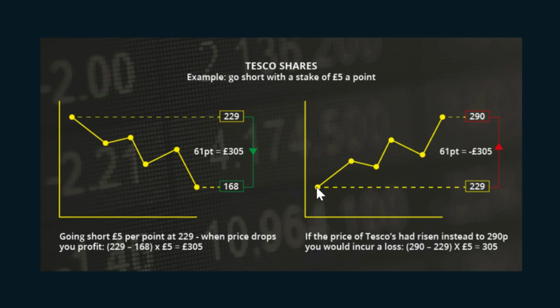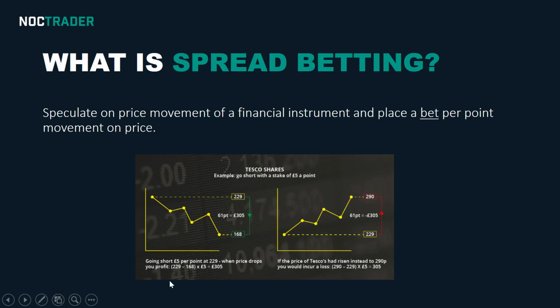But inversely, if you took a short position at £5 per point and the price went up, let's say it went up 61 points, you would lose £305, because for every 1 point it went up, you lose £5. So in this case, 61 points up would be 290, and you lose 61 times 5, which is £305. So there's great profit potential in spread betting, but the loss potential can be quite great as well.